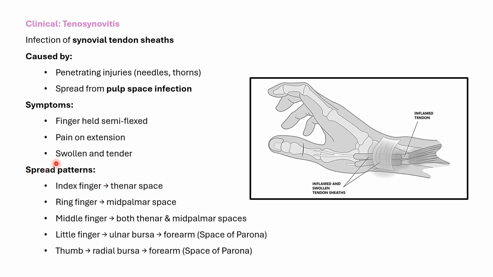And there is a special spread pattern. Index finger spreads to the thenar space. Ring finger spreads to the mid palm space. Middle finger spreads to both the thenar and mid palm space. And little finger spreads to the ulnar bursa. Then the ulnar bursa spreads to the forearm via the space of Parona. And the thumb spreads to the radial bursa, and the radial bursa spreads to the forearm via the space of Parona.